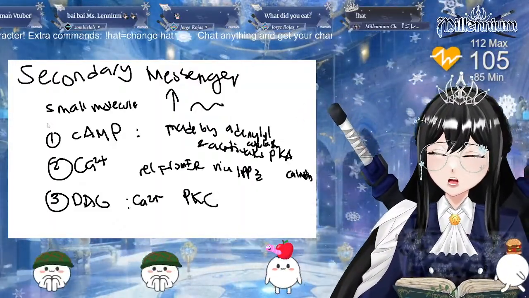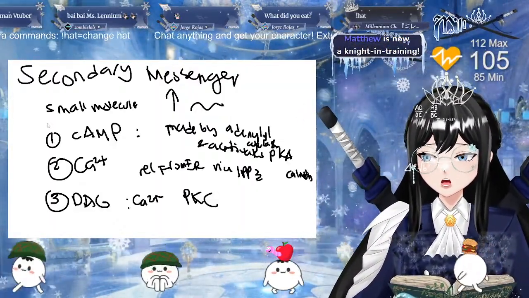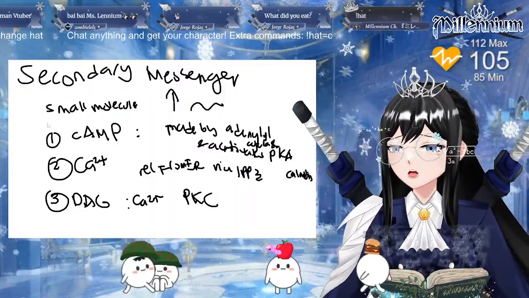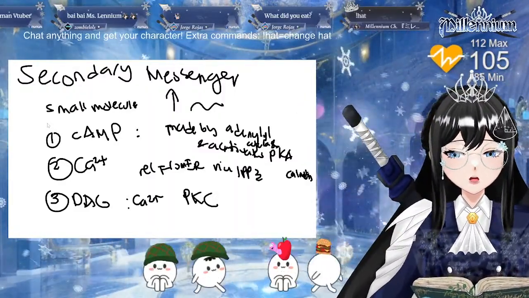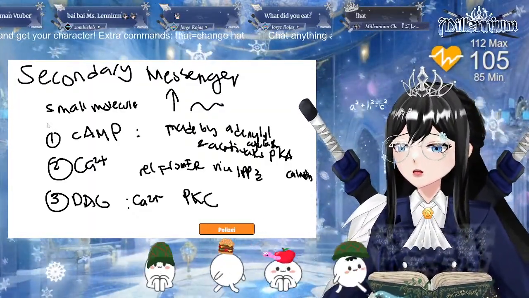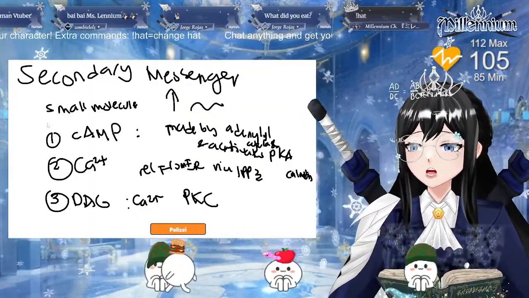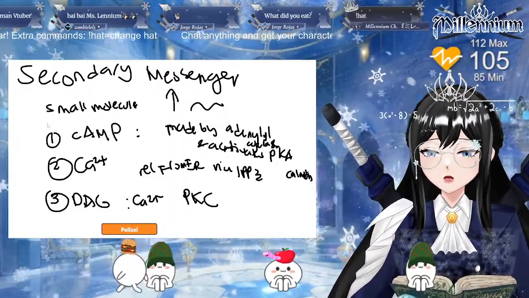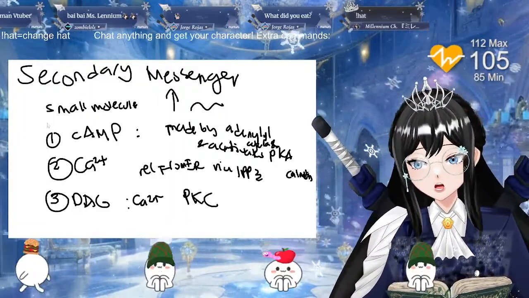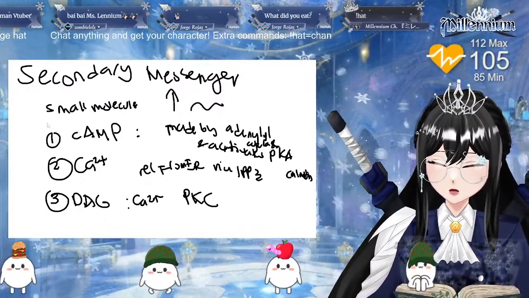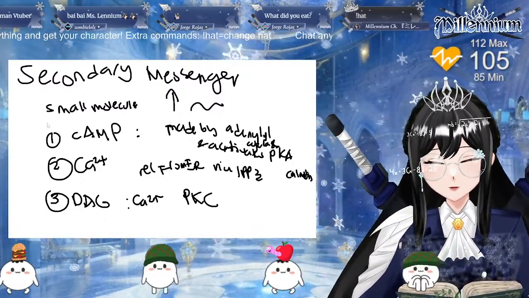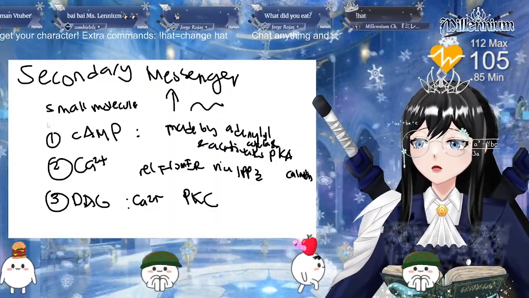cAMP is made by the adenylyl cyclase, and then goes through the PKA. Oh, hello! Welcome to the night in training, Matthew. Yeah, for the cAMP, it's made by the adenylyl cyclase, and then it activates the PKA, and then you have your calcium, which is from the ER via the IP3, and then DAG works with calcium and the PKC, protein kinase C.